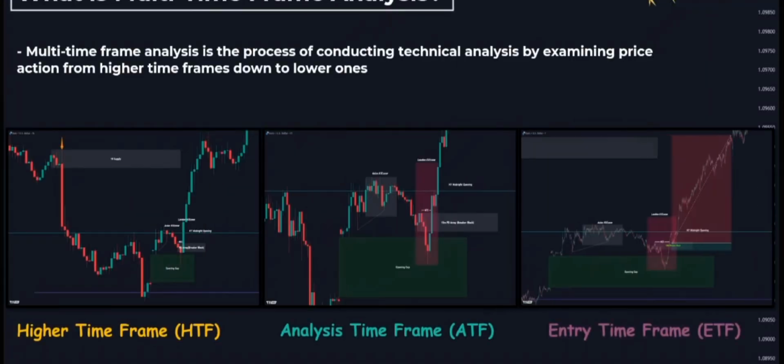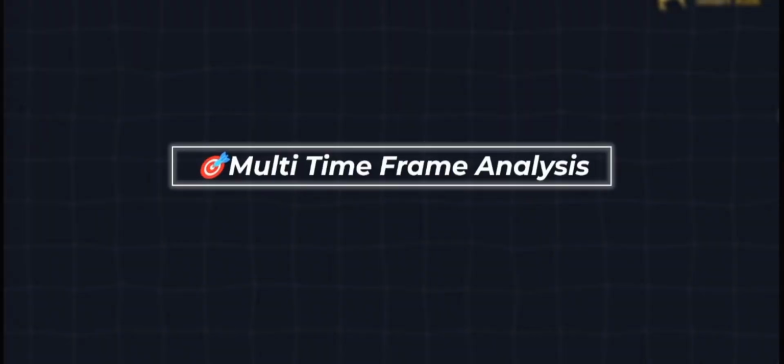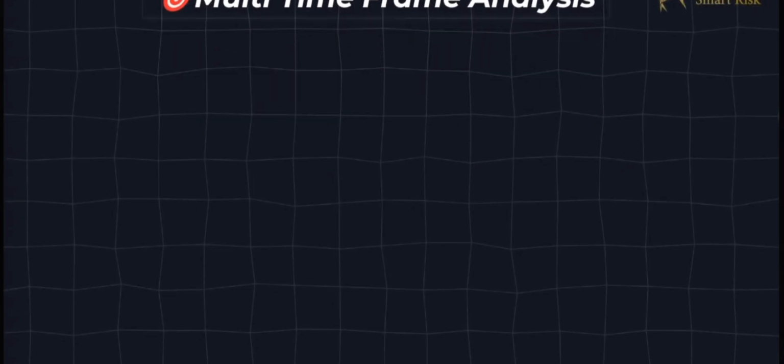First, what is multi-time frame analysis? Multi-time frame analysis is the process of conducting technical analysis by examining price action from higher time frames down to lower ones. This method allows traders to see the bigger picture first, then zoom in to catch precise, high-probability trade setups. When using multi-time frame analysis, there are 3 essential time frames every trader should work with.